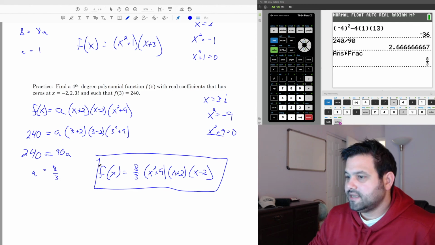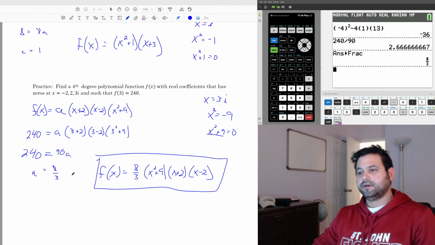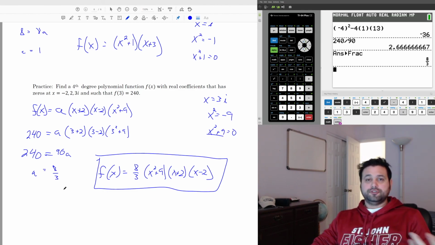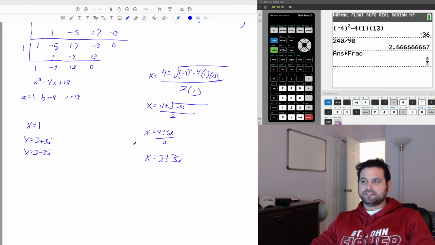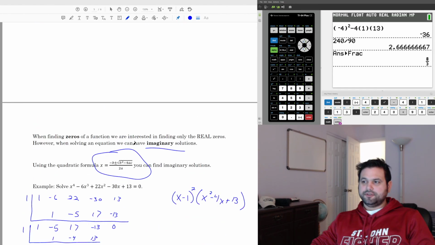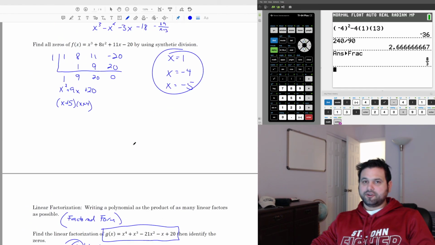And that is it for 11.6. So we talked about linear factorization, finding imaginary solutions, synthetic division. A lot of good stuff here in these notes. So hopefully you follow along with the PDF. If you have any questions, let me know.